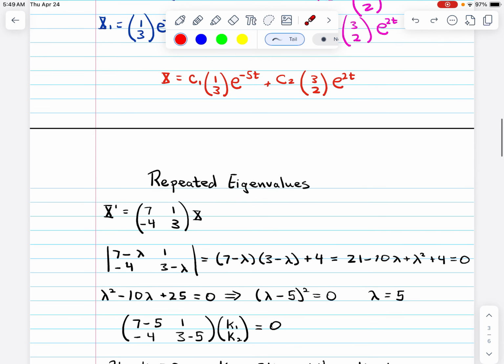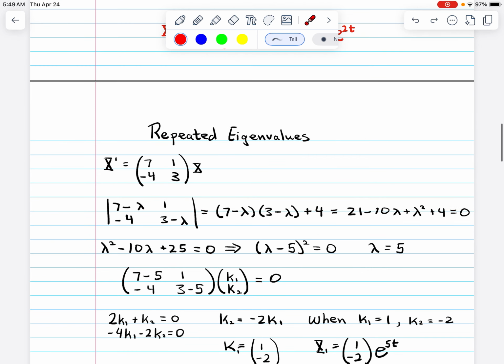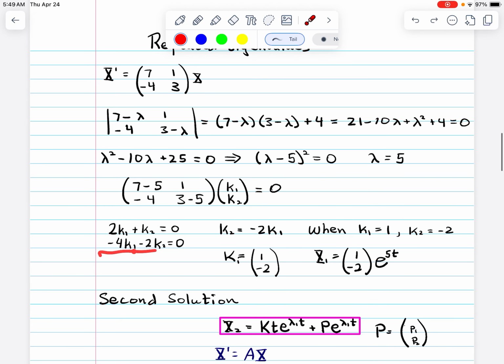Now, sometimes you'll have repeated roots. So you'll have repeated eigenvalues, I mean. So, for example, in this problem right here, we go through this process that we just went through, and we get this situation.